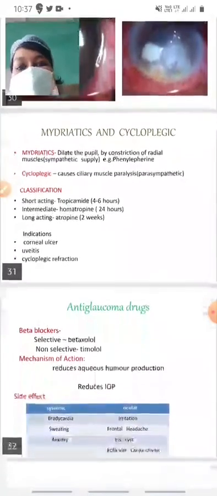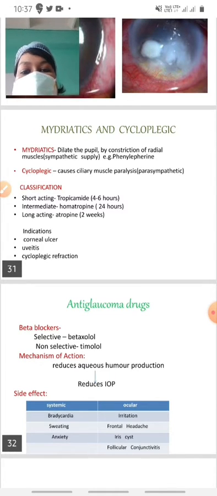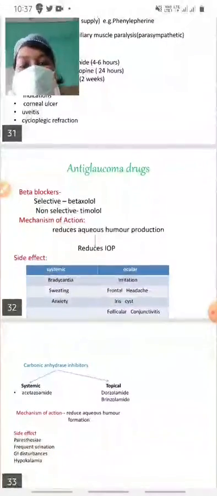While classifying, we can classify them as short acting, like tropicamide, which has an action for just 4 to 6 hours, or intermediate acting, homatropine, which remains active for about 24 hours, and the long acting atropine, which has action for about 2 weeks. And they can also be used for corneal ulcer to relieve the pain of the corneal ulcer, and also to reduce the secretions of uveitis, and also obviously for the cycloplegic refraction. Next is a very important group of drugs that you need to study.